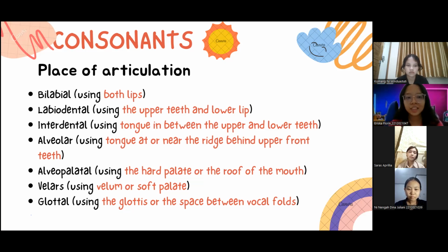And next, interdental, that is the sound you produce with the tongue in between the upper and lower teeth. And the alveolar is the sound that you produce with your tongue at or near the ridge behind the upper front teeth. And the alveopalatal is the sound that you produce with your hard palate or the roof of the mouth. And the velars is the sound that you produce with your velum or your soft palate. And the glottal is the sound you produce with the glottis or the space between the vocal folds.